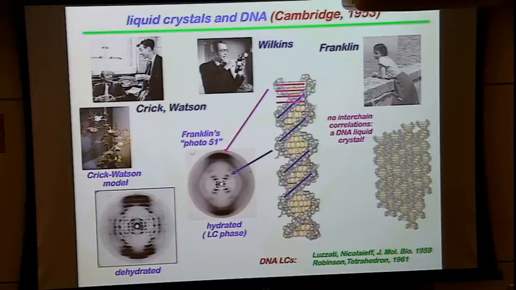Okay, but the difference between these two images is that in the dehydrated form, these things arrange in a crystal. In the hydrated form, it's like this. The molecules are free to slide up and down with respect to one another. So this is a columnar oligocrystal phase. This X-ray pattern is essentially the pattern of a single DNA molecule, and you can see all the features of this structure in the X-ray scattering.